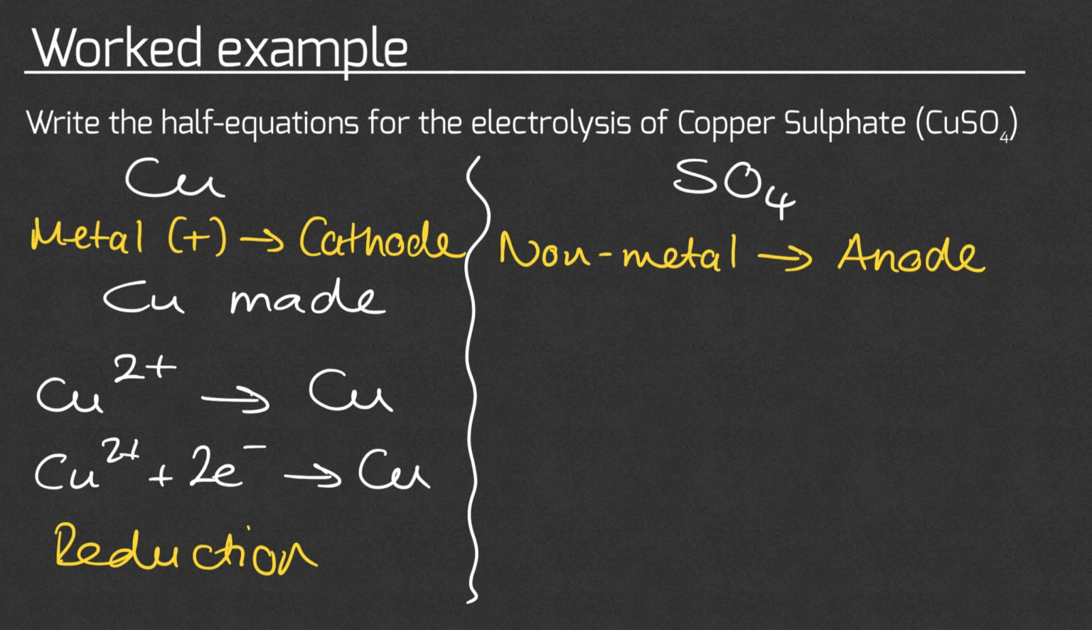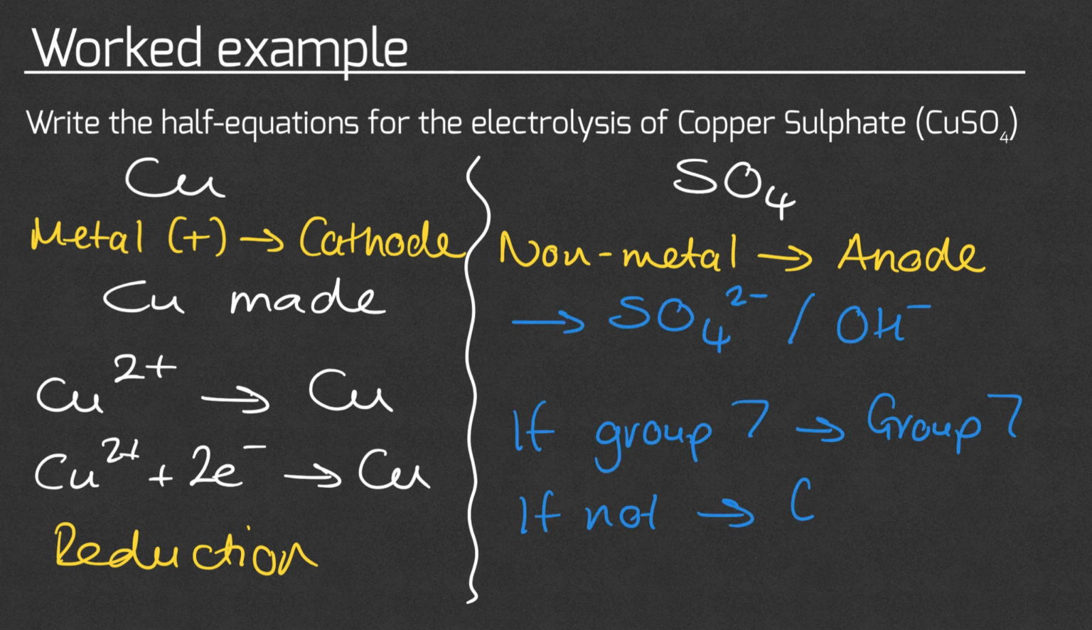The sulfate ion is the non-metal, so this is going to happen at the anode. And again, if the non-metal is in group 7, we produce the group 7 element. If it's not, we make oxygen and water instead. The sulfate is not a group 7 element, it's got sulfur and oxygen in, they're both in group 6. Therefore we're going to produce oxygen and water at this electrode.